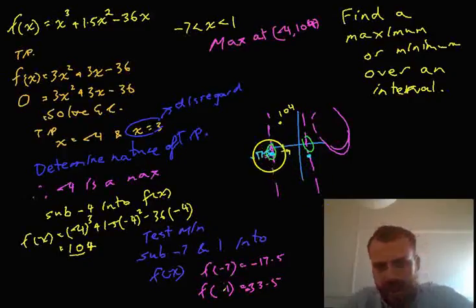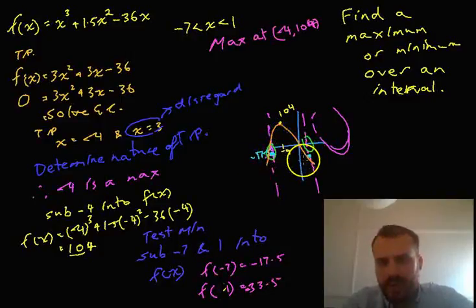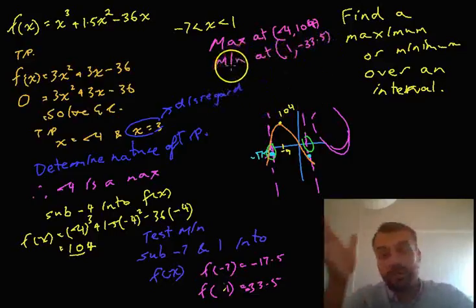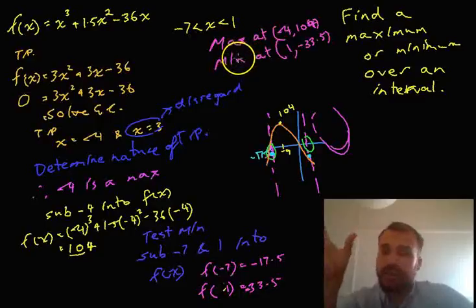Now that means that this part of our function looks something like this. And obviously -33.5 is lower than -17.5. So our local minimum between -7 and 1, our minimum is at 1, -33.5.